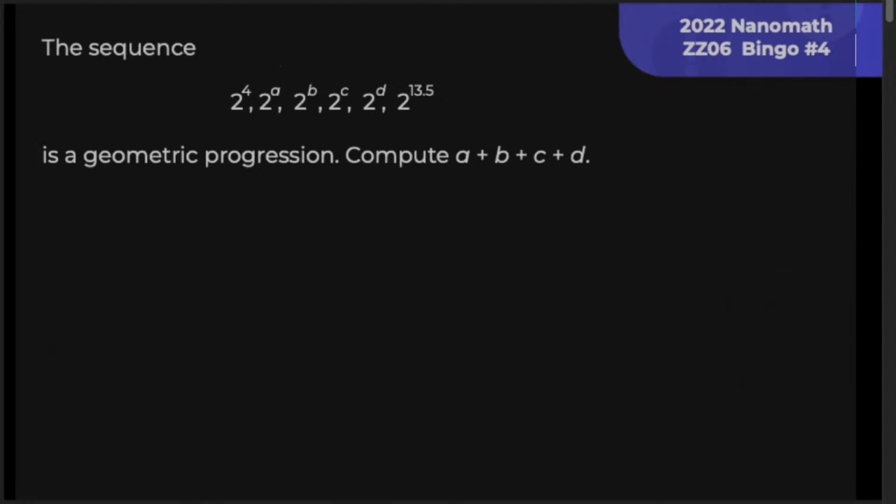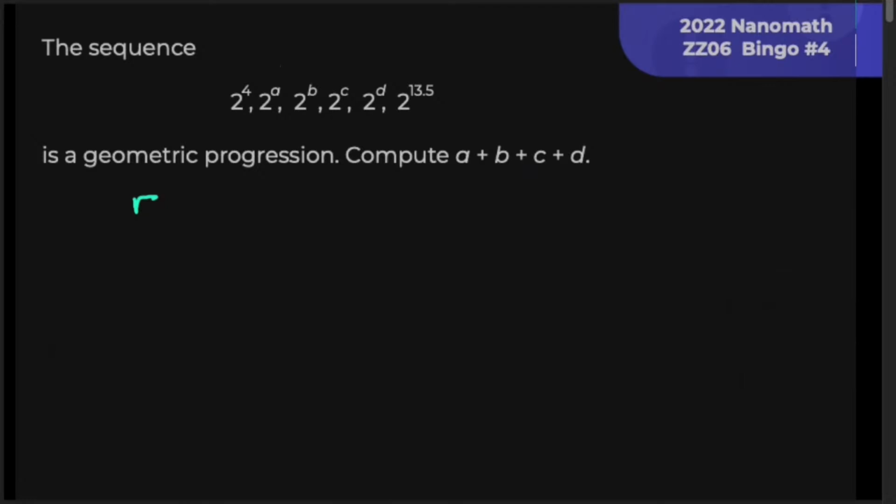So here's the problem. The sequence 2 to the 4, 2 to the a, all the way up to 2 to the 13.5 is geometric. So that means it keeps multiplying by a ratio each time. And you just want to find the sum of all the exponents. That's pretty cool. We don't know what the ratio is, so let's just set it as a variable r.